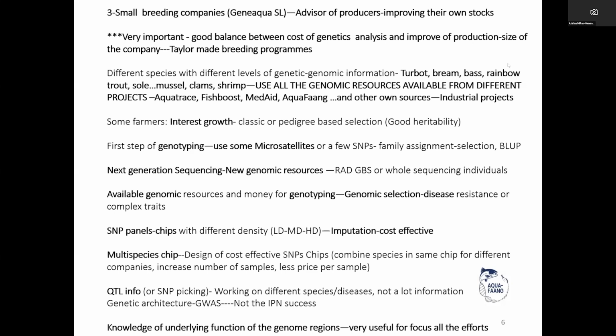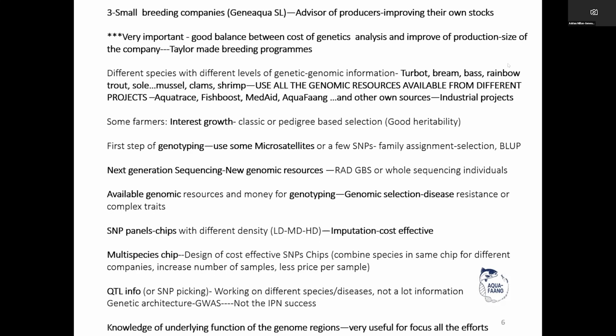And also, well, the future is probably using QTL information or SNP picking. And we are working on different species and different diseases, like in turbot with parasites and some problems with bacteria, and also with rainbow trout with different viruses, bacteria, and other things. We are trying to use genetic architecture studies with GWAS, but well, it's good to take into account, but it's not easy to get a success like the one with IPN.